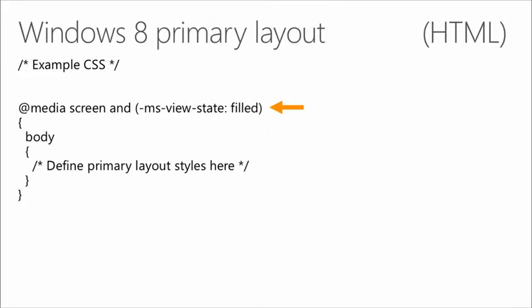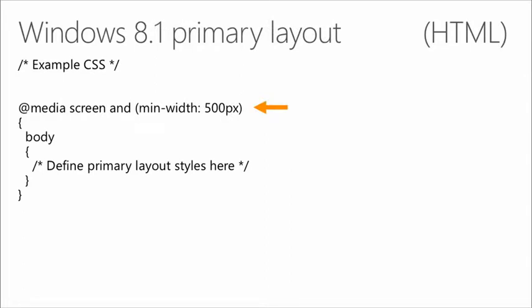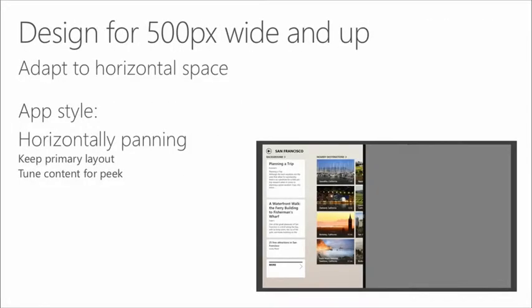Now in HTML, we're going to use media queries. We talked about responsive design. This should be familiar to all the web developers out there. Or I can just say, in my CSS, if the media is screen and it's -ms-view-state: filled, that's what I do in Windows 8. And they'll be asking about that filled or that fixed size window. But now I'm just going to ask, is the minimum width 500 pixels in Windows 8.1? And if it's above 500 pixels, I'm going to just define my primary layout there. And that'll get applied whenever the window is 500 pixels and up.